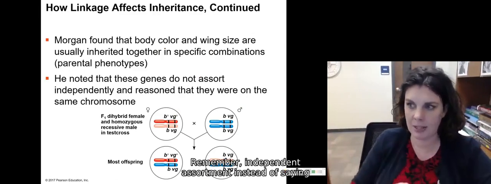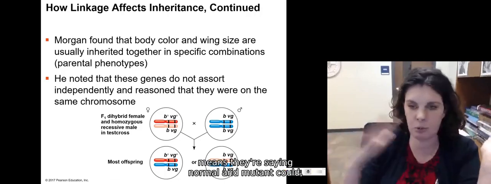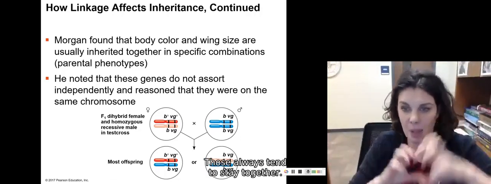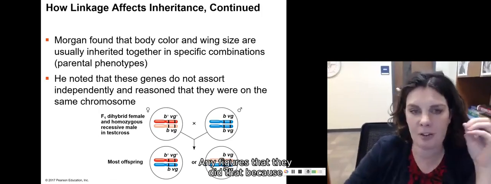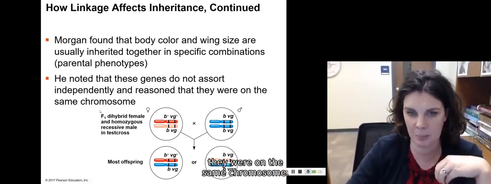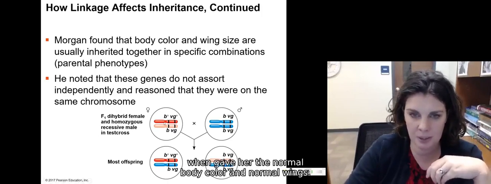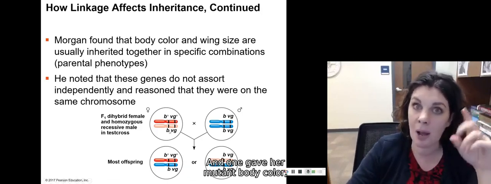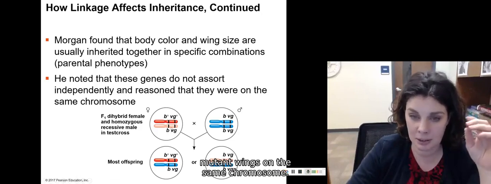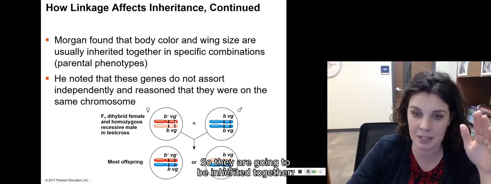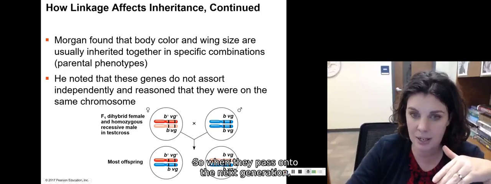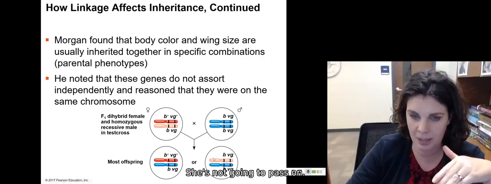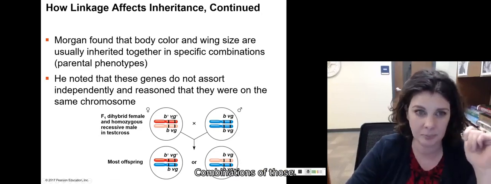Remember independent assortment: each trait could independently go to any gamete. Those always tend to stay together, and he figured that they did that because they were on the same chromosome. If a female had two different parents, one gave her the normal body color and normal wings, and one gave her mutant body color and mutant wings, they were on the same chromosome, so they are inherited together. When she passes them on to the next generation, she's passing either these two together or these two together. She's not going to pass on combinations of those.